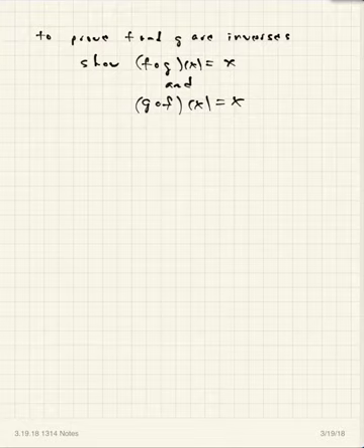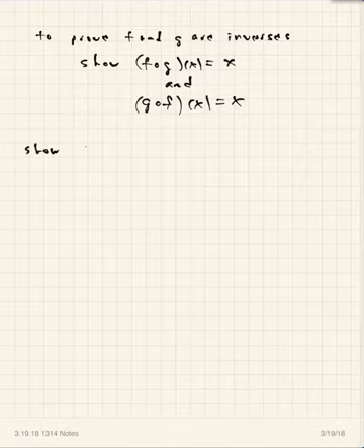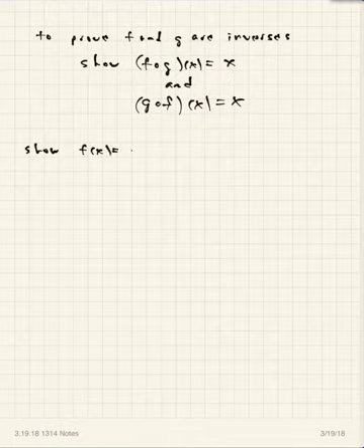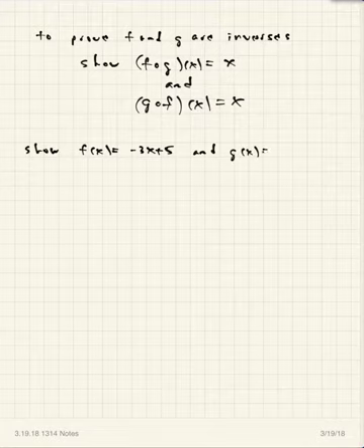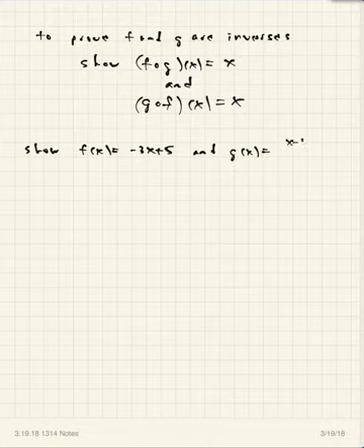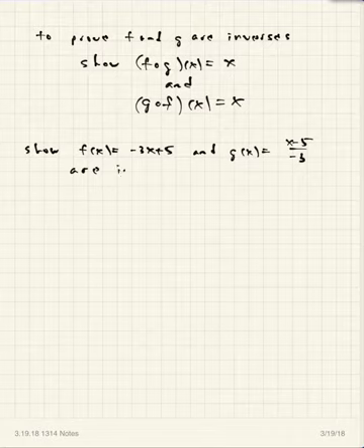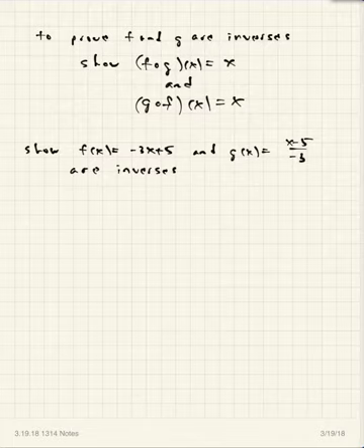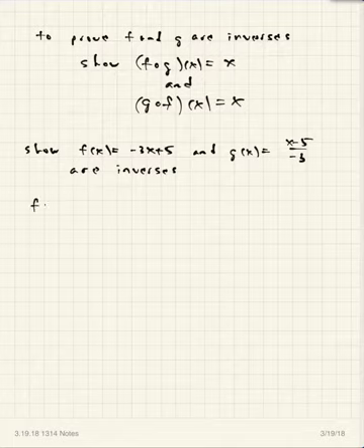All right, so let's look at this problem right here. Show that f of x equals negative 3x plus 5 and g of x equals (x minus 5) over negative 3 are inverses. This would be a very typical kind of question that I would ask you on an exam. I'd actually say use composition to show that f and g are inverses, right? And so the way you do this is you'd look at the two composition functions.